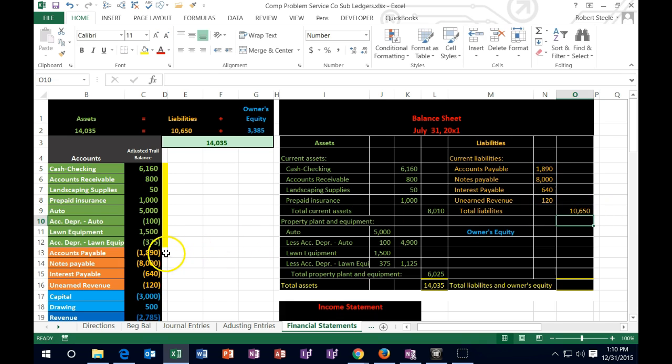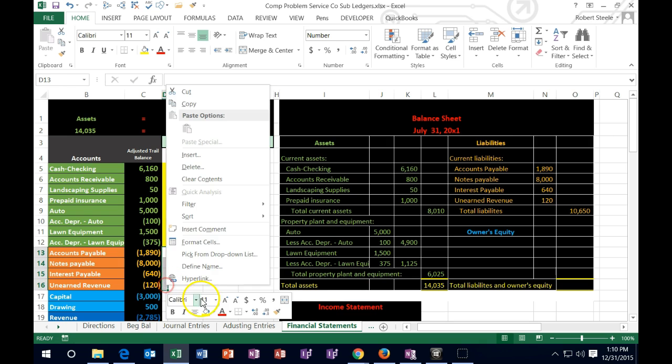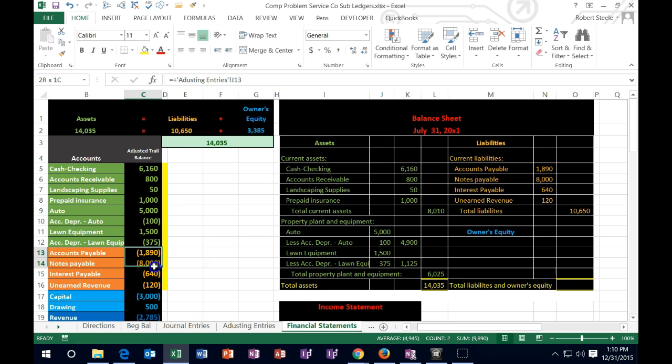Now we found a home for all these. I'm going to put a little yellow mark there saying we found a home for those. And if I highlight these, we have 10,650, 10,650. It looks correct. These are negative, but that's because they're credits over here, and this is a positive number. We're transforming this into positive numbers, not debits and credits.